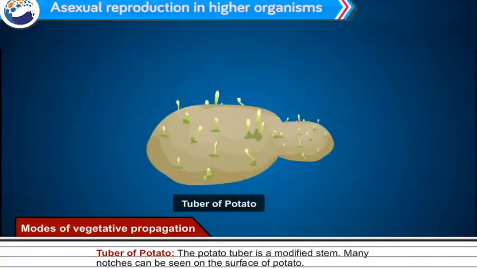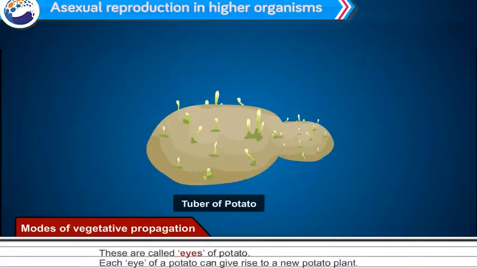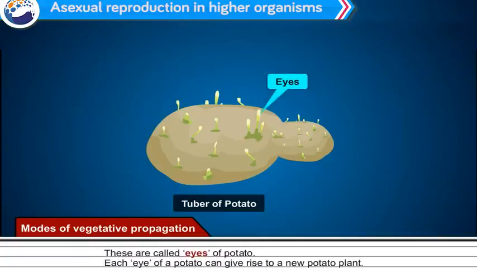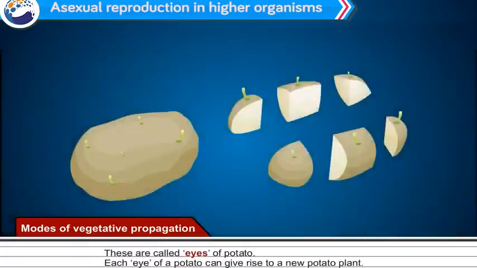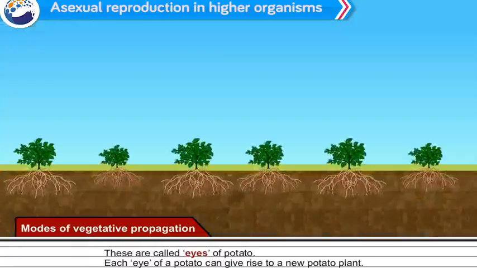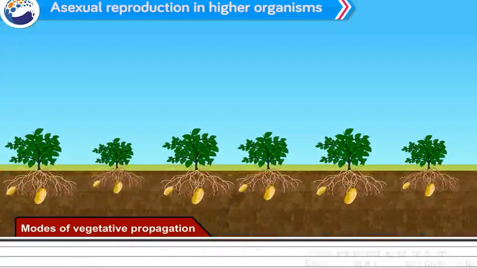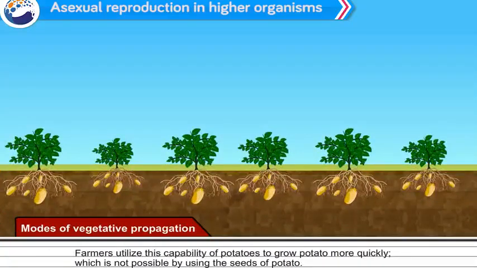Number 3. Tuber of potato. The potato tuber is a modified stem. Many notches can be seen on the surface of potato. These are called eyes of potato. Each eye of a potato can give rise to a new potato plant. Farmers utilize this capability of potatoes to grow potatoes more quickly, which is not possible by using the seeds of potato.